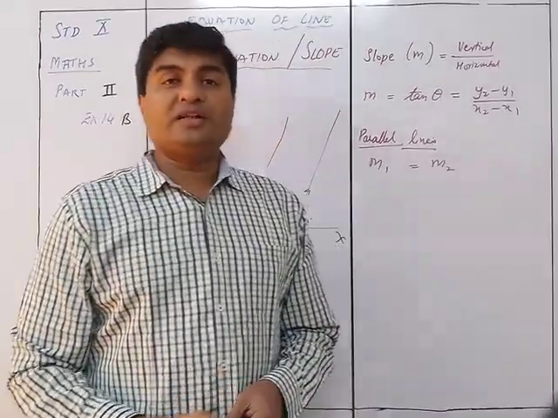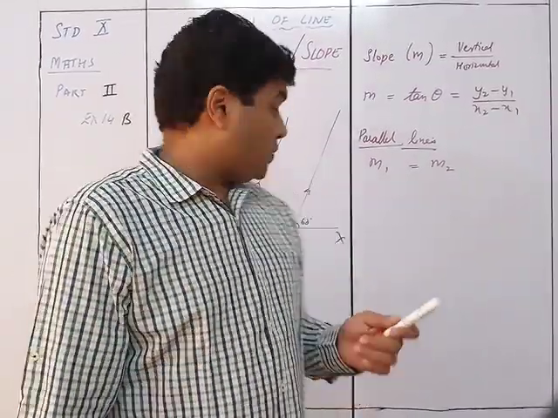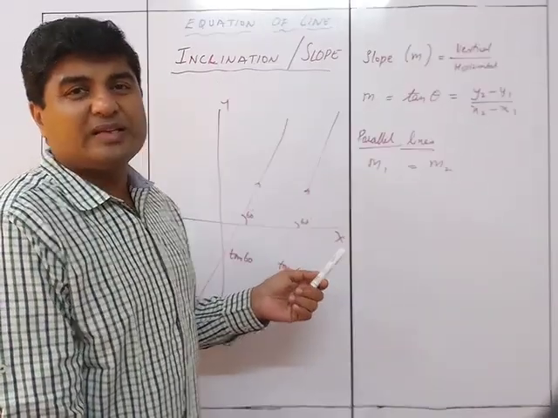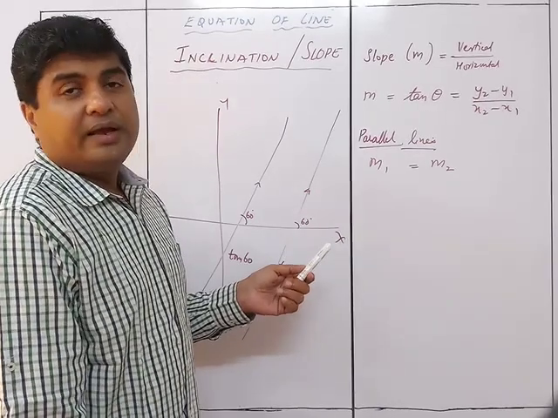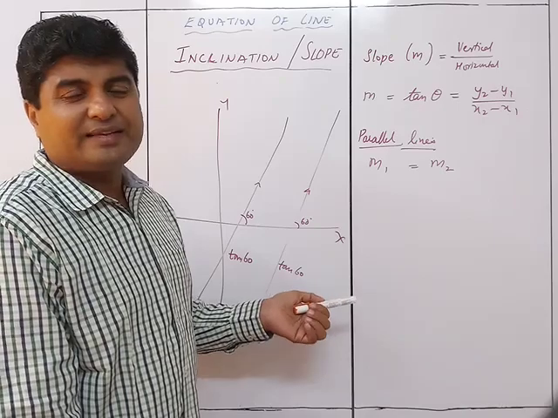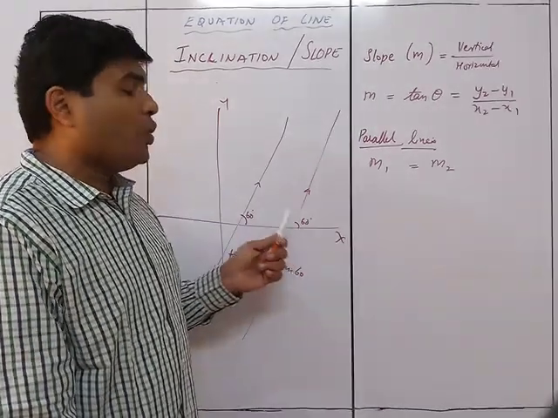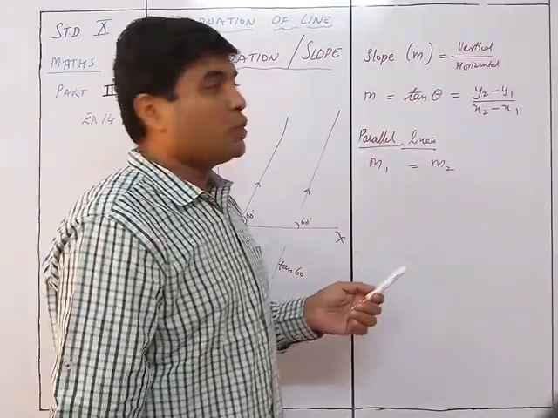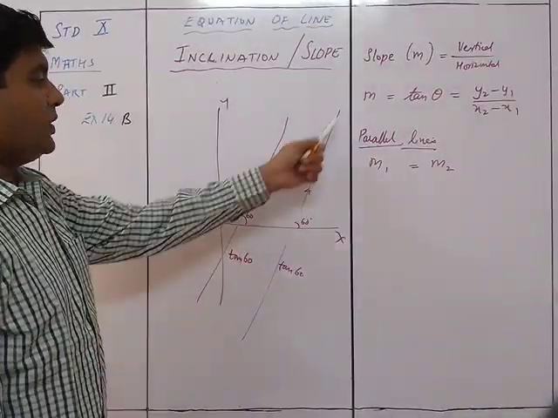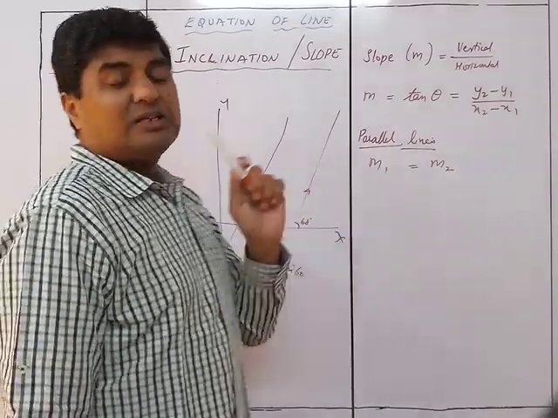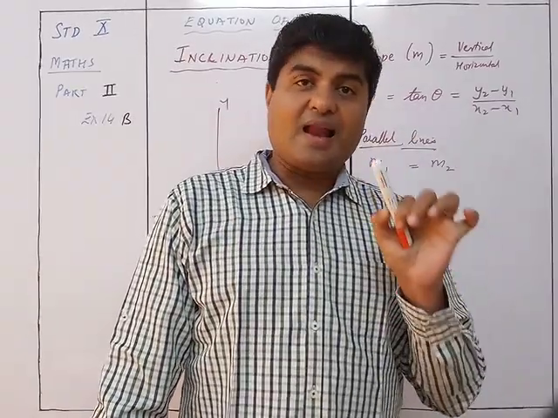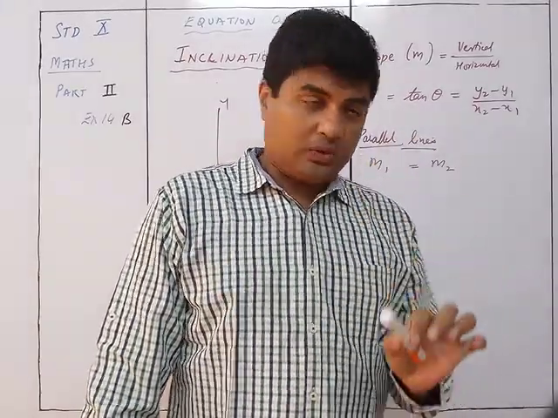What is the inference? We conclude that because they are parallel lines, the inclination with the x-axis will also be the same in both cases. If one line is inclined to the x-axis at 60 degrees, the parallel line will also be inclined to the x-axis at 60 degrees. Accordingly, both of them will have the same slope because slope is tan 60. So the slope of this line will be equal to the slope of this line. So for parallel lines, the slopes are equal.